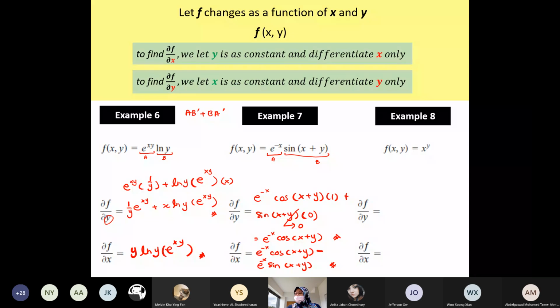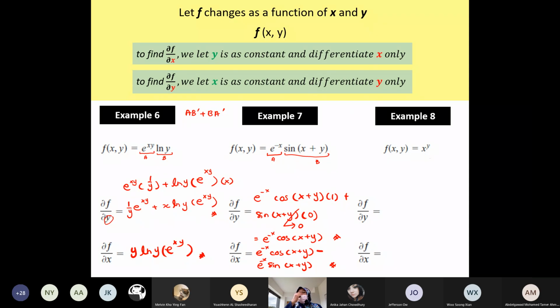Alright, so example 8. Can we move to example 8? Any question on example 7? No, miss. Okay, so I hope that you can do it slowly. Okay, but make sure to check again, to reduce mistakes during the calculation. Okay, so let's look at example 8.